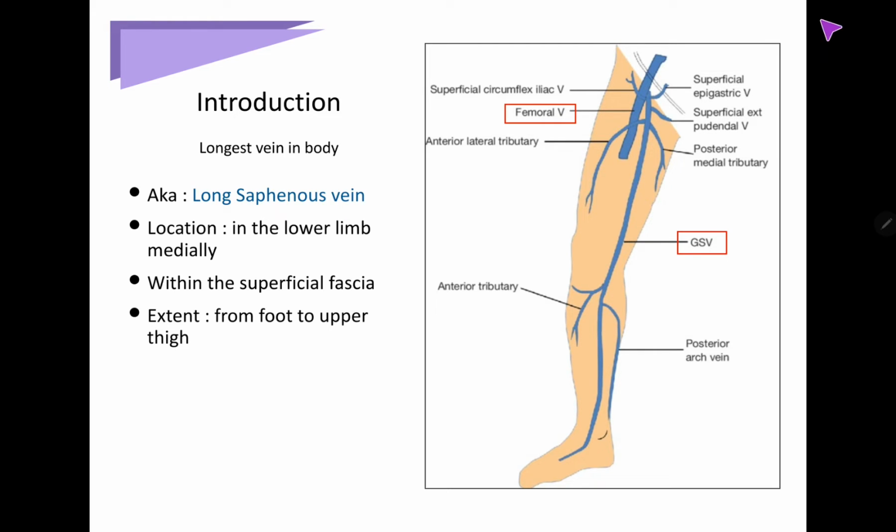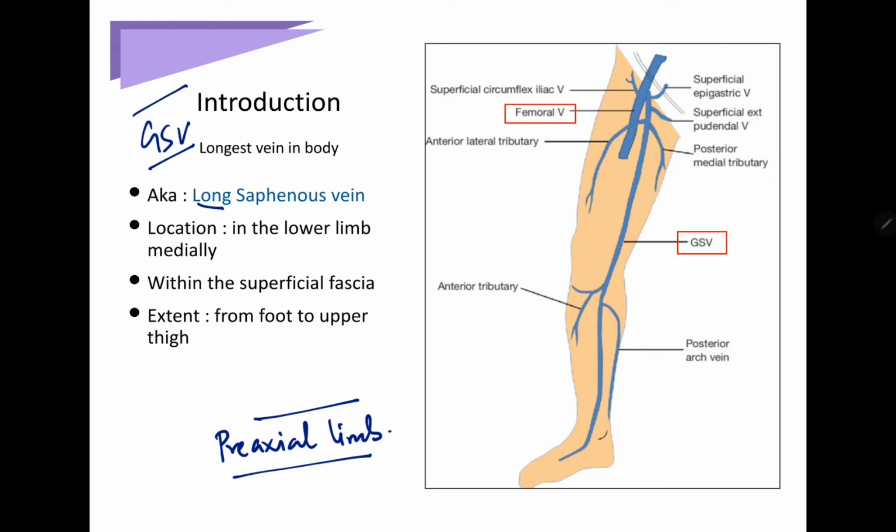Starting with the basic introduction, this Great Saphenous Vein is the longest vein in the body, so it is also called the long saphenous vein. It is also the preaxial vein of the lower limb. Okay, so during development, this is on the preaxial side. That's why it's called the preaxial vein of the lower limb.